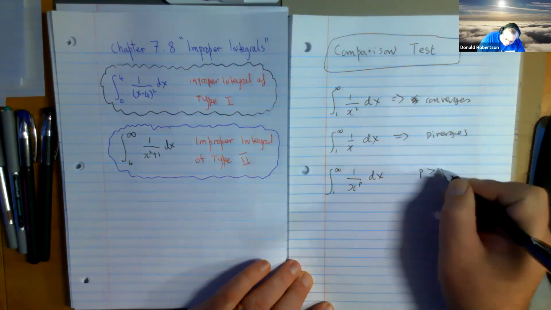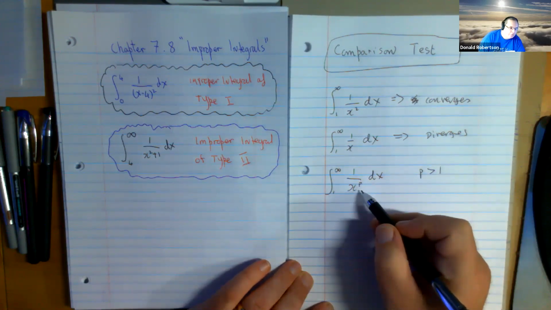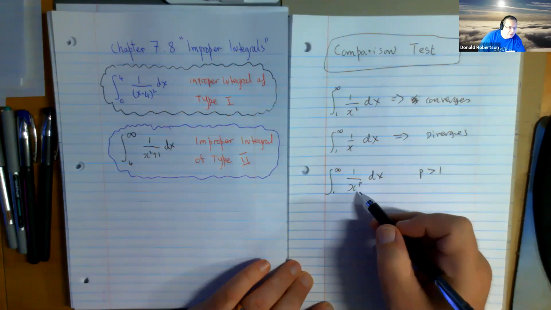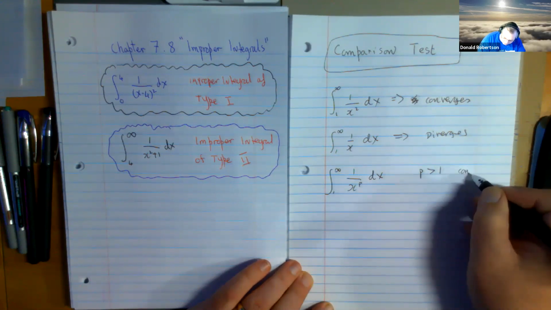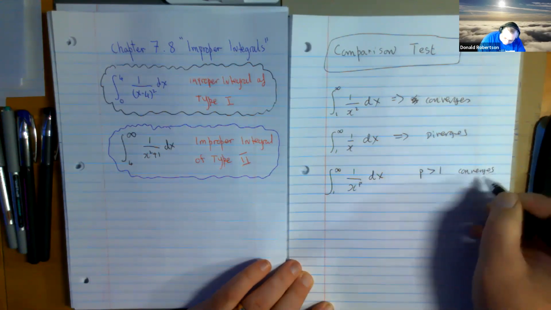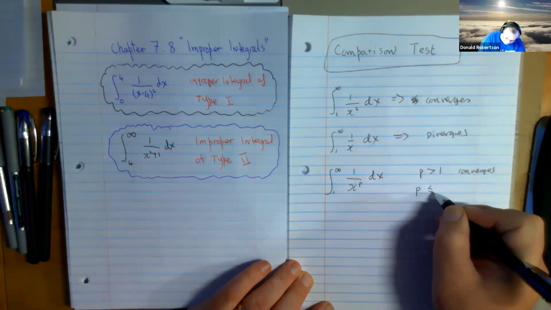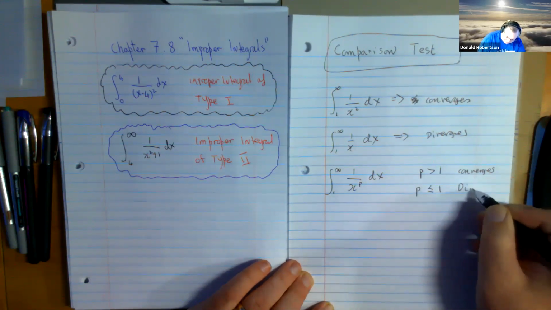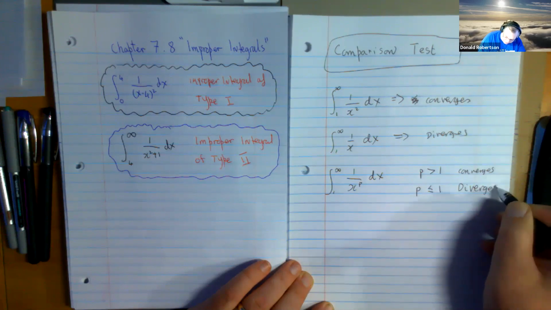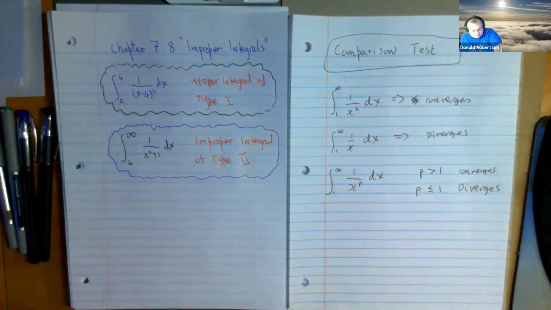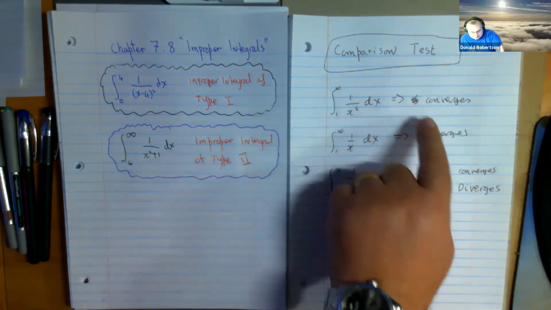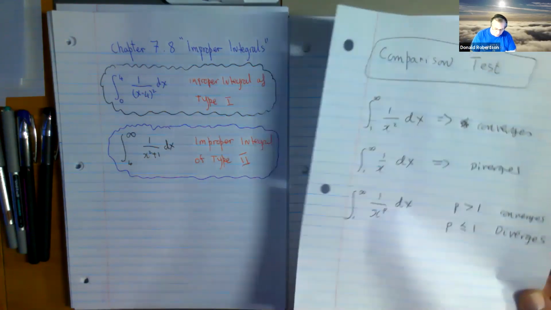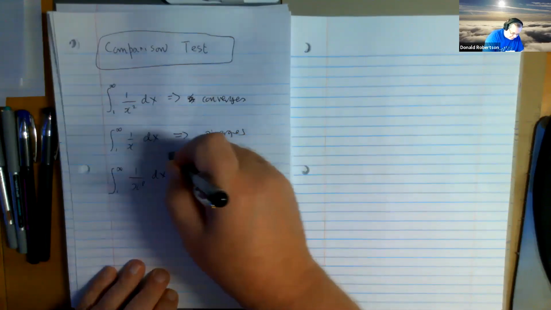If p is greater than 1, so p is 2 like x squared or 3 like x cubed, then it converges. And if p is less than or equal to 1, then it diverges. So we are going to look at how you compare rational functions, polynomials top and bottom, and decide whether it converges or diverges. And we are going to use this truth.